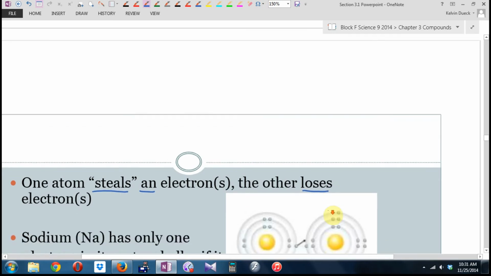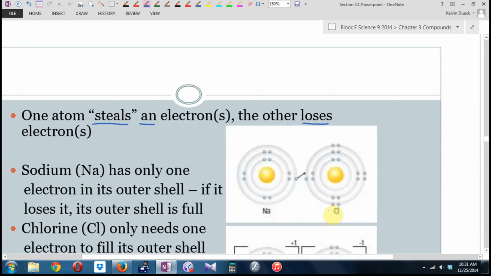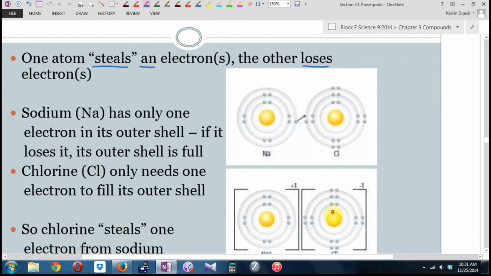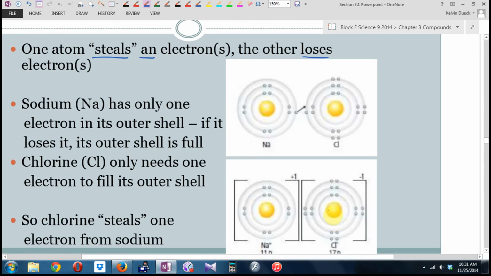As a picture. This is not in your notes, but here's a nice picture. Sodium has only, you can write the word, one electron in its outer shell. See it right there? If it loses it, then its outer shell is full, and it's happy.